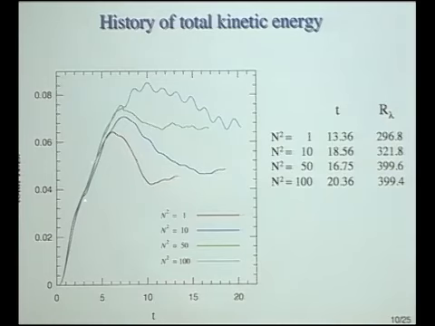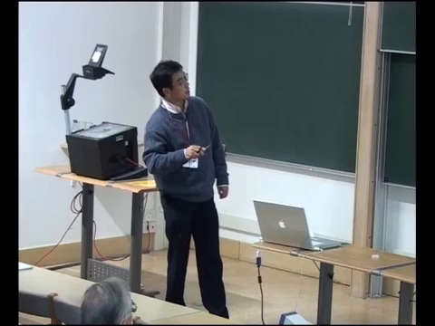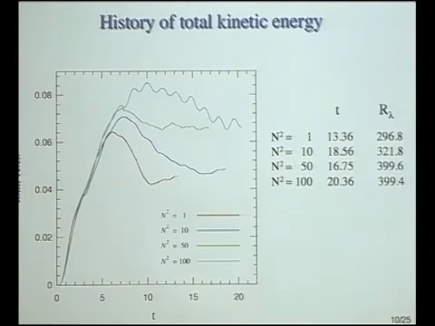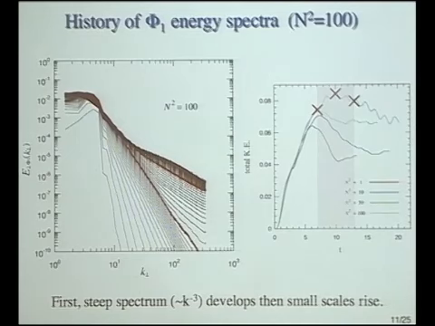Okay, so here's a result of our simulation. First, the history of total kinetic energy. As I said, at t equals 0, everything is 0. And energy accumulates to have some peak and then becomes stationary. For example, N square equal 1, 10, 50 and 100 are shown. And this is the final time. At that time, the microscale Reynolds number is around 300 to 400.